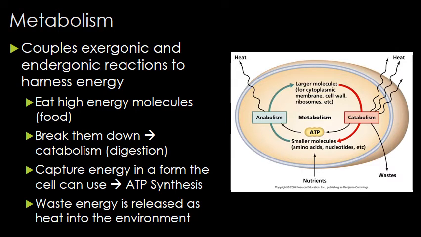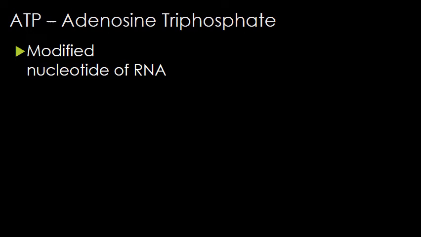So basically, you take food in, you take energy molecules in, you break them down through digestion, you capture that energy in a form the cell can use, which is ATP, and then you release the waste energy as heat. Our metabolism is not very efficient. We get maybe 10% of the energy from what we eat, and the rest is released as heat. So ATP, or adenosine triphosphate, is probably the most important biological molecule, and it supplies energy to the cell.